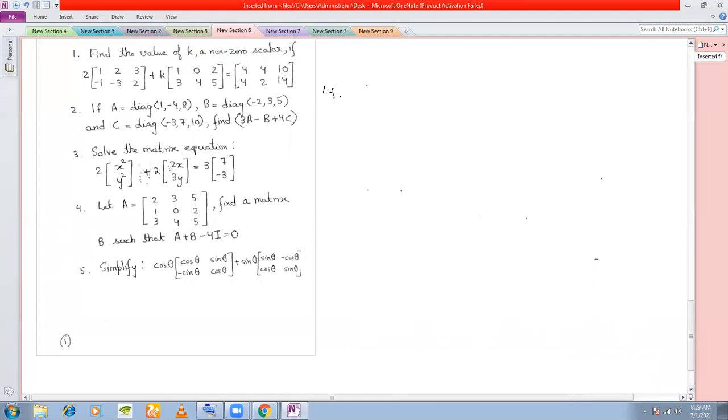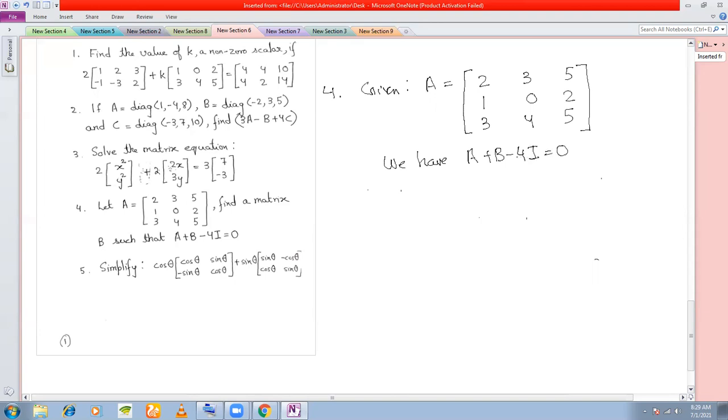Next, number 4. Given A = [2, 3, 5; 1, 0, 2; 3, 4, 5]. The question is, find the matrix B such that A + B − 4I = 0, where I is the identity matrix. Now we want to find the matrix B, so we solve this equation. How do we solve? Just the normal way of solving. B = 4I − A.